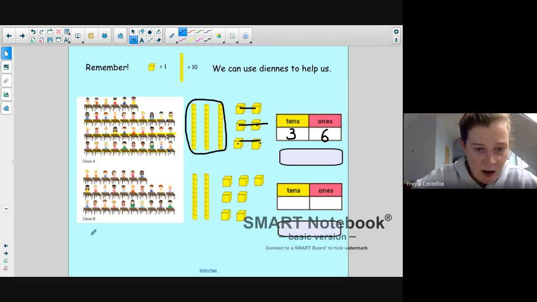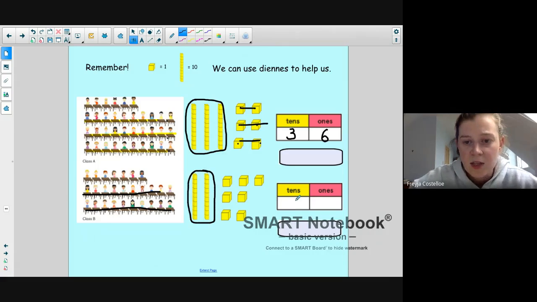So now let's check class B, make sure that I've got the right numbers down here because I made a mistake with this one up here. So we've got 10, 20. Have I got 2 rods of 10 here? I do. Okay, good job. So how many tens do I have? 2 tens. How many ones do I have? Let's count them. 1, 2, 3, 4, 5, 6, 7. Have I got 7 children at the top?